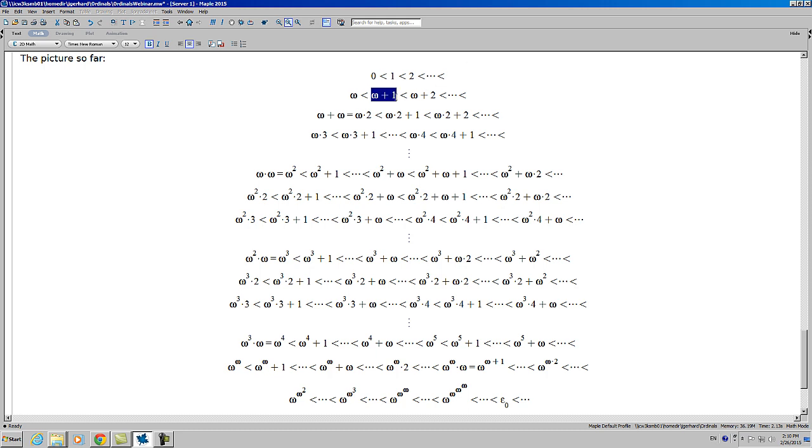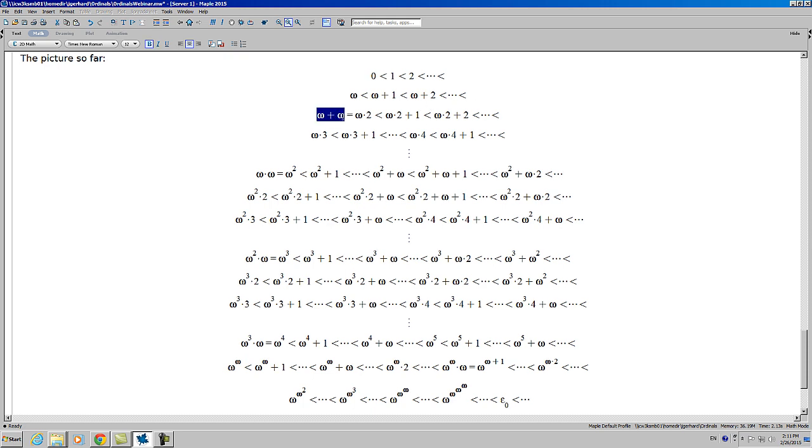Omega plus 1 is the set of all integers plus one greatest element to the right. Omega plus 2, we've already seen, that's the set of all integers plus another element to the right. So there's two elements that are bigger than all the integers, and one of them is the greatest one, and so on. Then again, we have infinitely many of those.